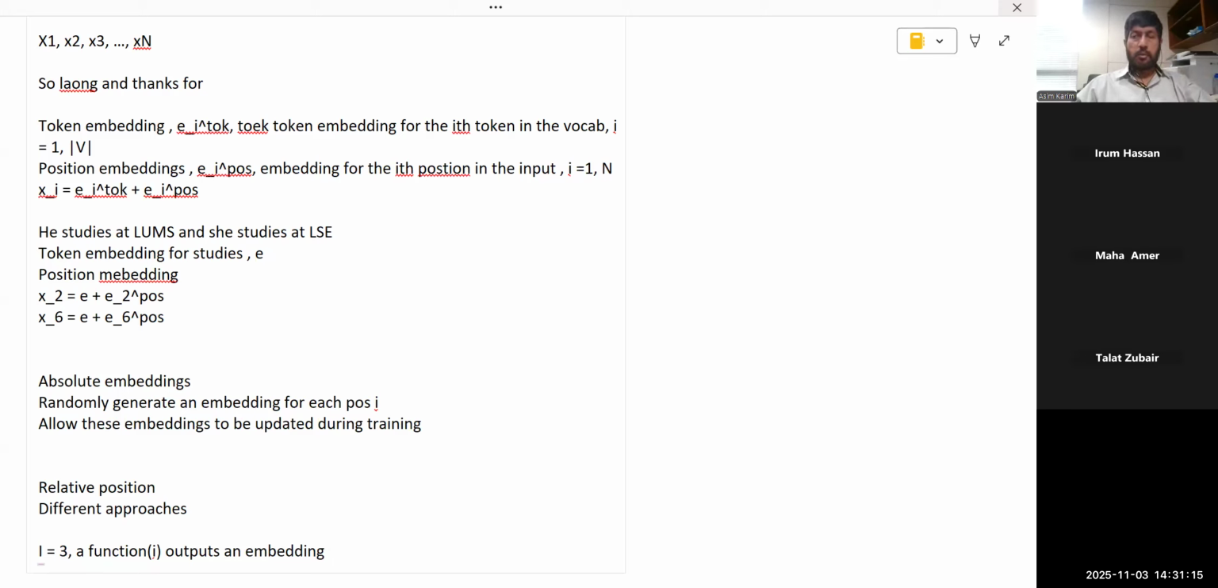ठीक है. So it means it outputs an embedding for the ith position, and then we use this for our input. वो इनपुट में उसी तरह use करेंगे, जो भी आपका टोकन एम्बेडिंग होगा उसमें if that token occurs at the second position, तो उसकी सेकंड पोजीशन की एम्बेडिंग उसमें add कर देंगे. If it occurs at sixth position, तो सिक्स में add कर देंगे उसके अंदर.